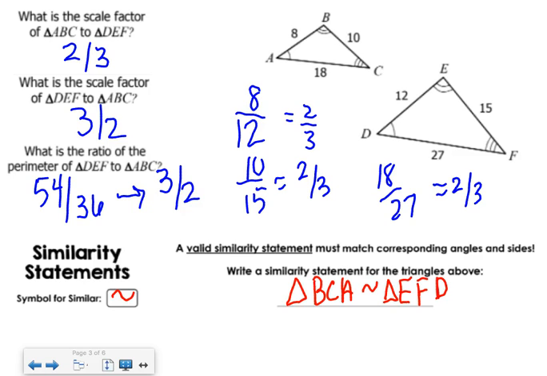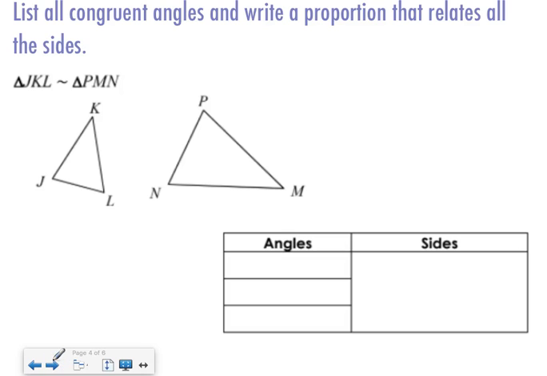Okay, let's practice matching corresponding parts. So list all congruent angles and write a proportional statement that relates the sides. You can either organize your work like this, I did it for you the first time, but if you don't want to make it an angle every time, that's okay. But I just like to go down one triangle, JKL.